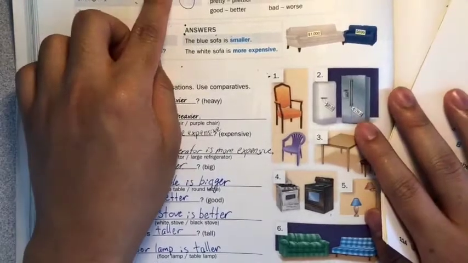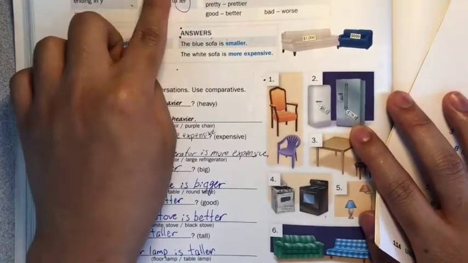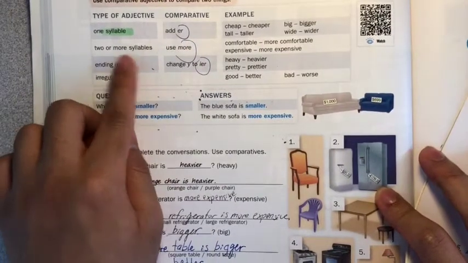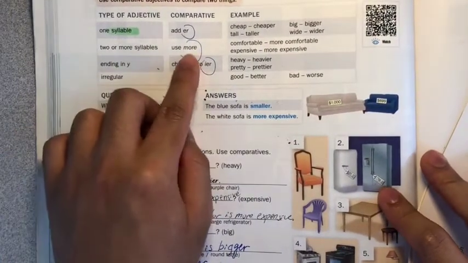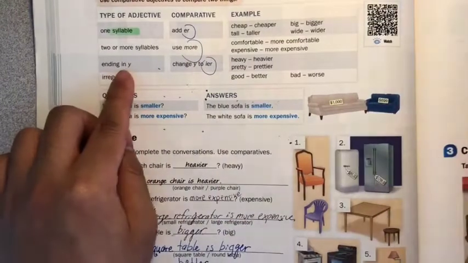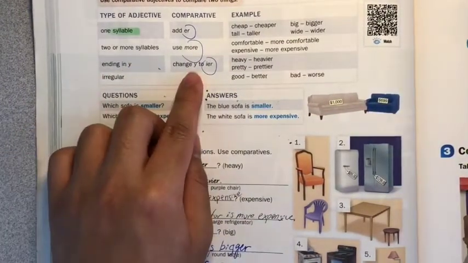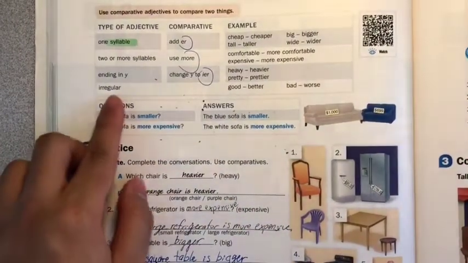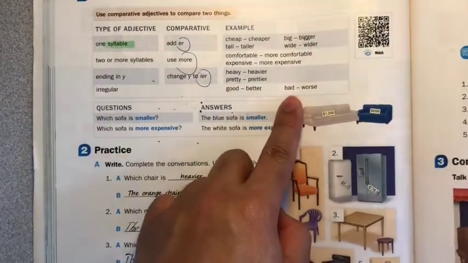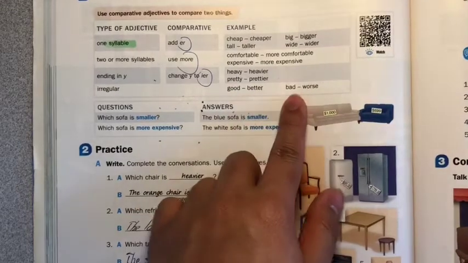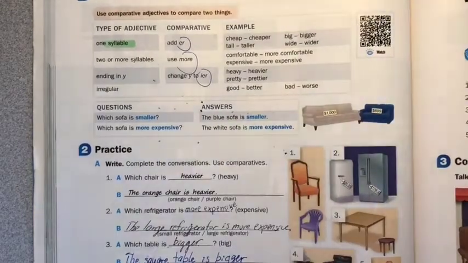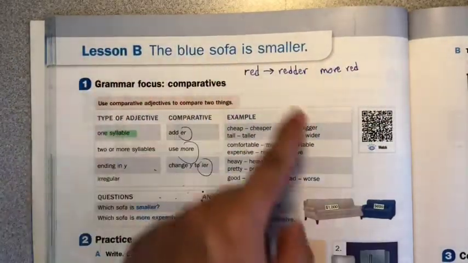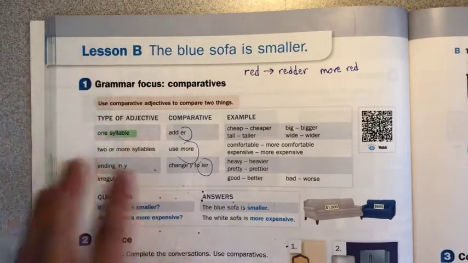So if an adjective has 1 syllable, we add ER to the end. If an adjective has 2 or more syllables, we use the word more. If an adjective ends with the letter Y, we change the letter Y to IER. And then we have the irregular words, good and bad. Good becomes better and bad becomes worse. So if you need to practice again, you should review or you should study Lesson B in Unit 7.